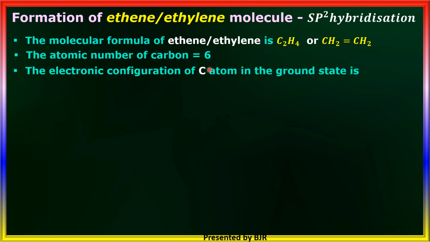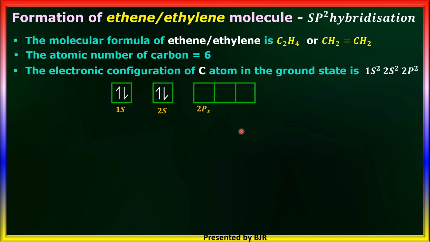The atomic number of carbon is 6. The electronic configuration of carbon atom in the ground state is 1s2, 2s2, 2p2. You can see the ground state electronic configuration. In 1s there are 2 electrons, and in 2s also there are 2 electrons, and in the 2p orbital we have 3 orbitals, 2px, 2py and 2pz. These 3 are the equi-energy orbitals.